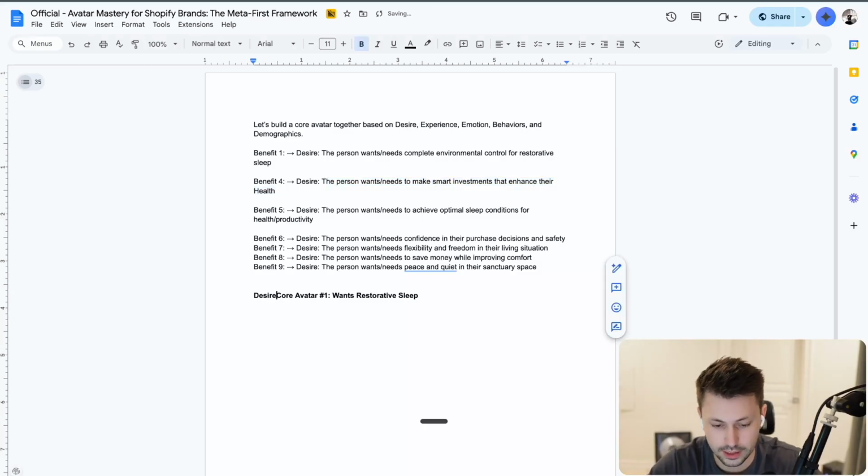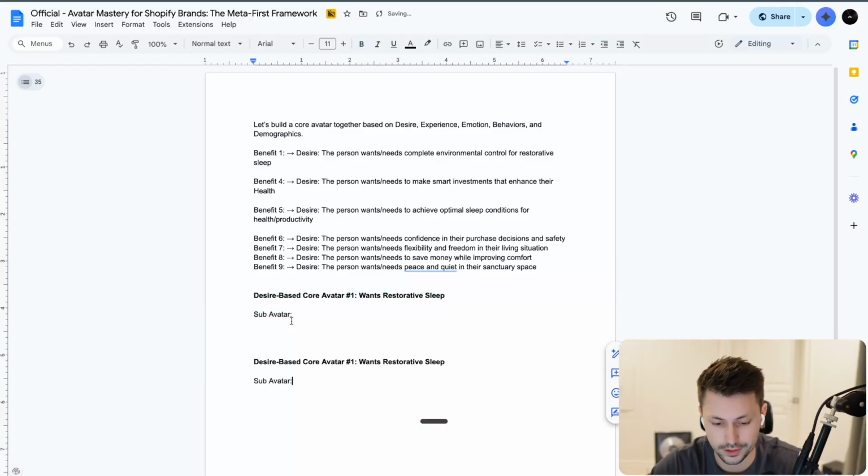So again, I'm going to say desire based core avatar number one, just to make sure that we are talking about specifically the core avatar we're basing this on. So this is obviously desire first, which I recommend a lot of you guys do. And then this one here is the person wants to enhance their health. So I'm going to do this one as well.